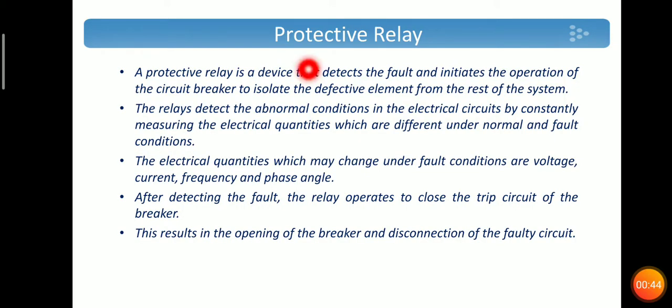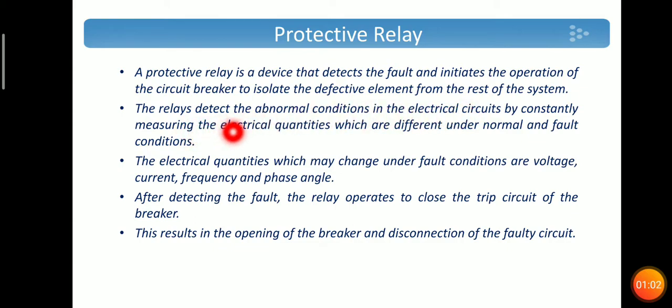A protective relay is a device that detects the faults and initiates the operation of the circuit breaker to isolate the defective element from the rest of the system. A protective relay always works along with a circuit breaker.